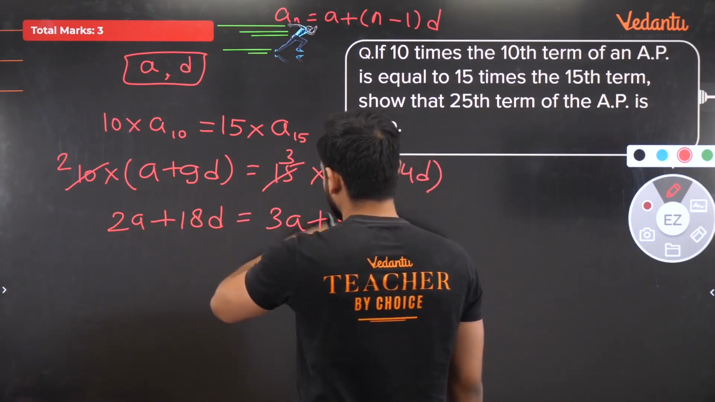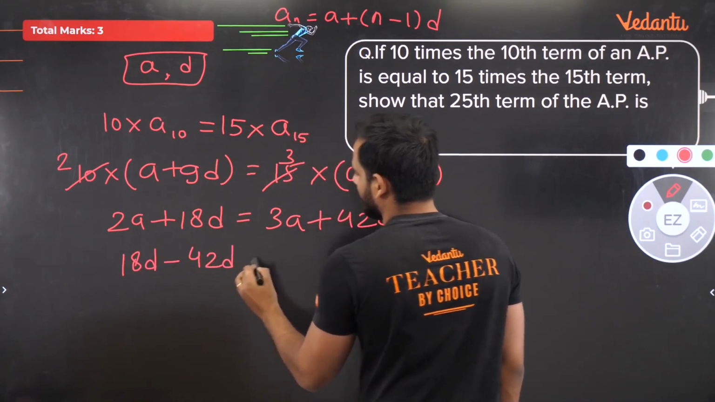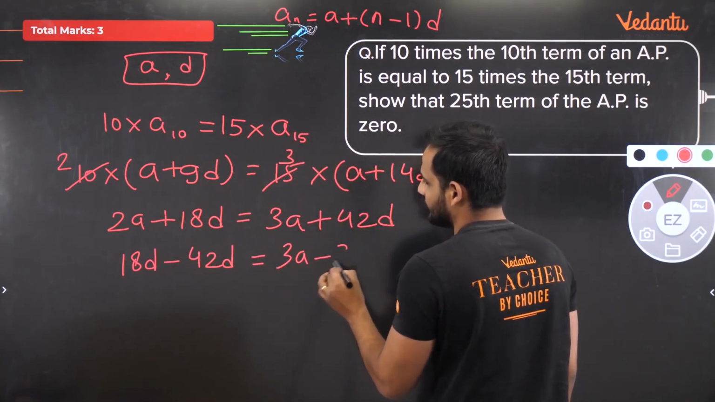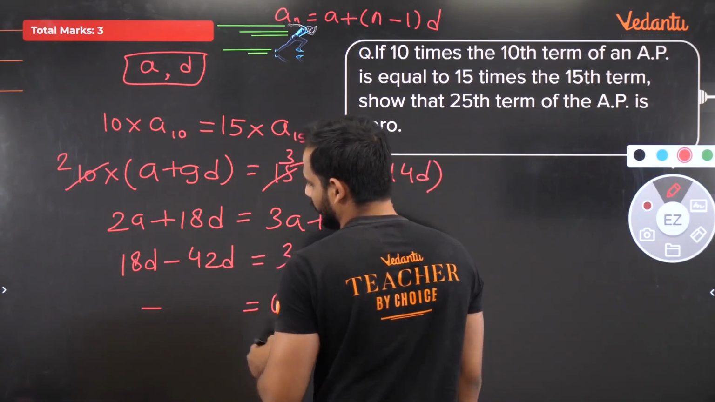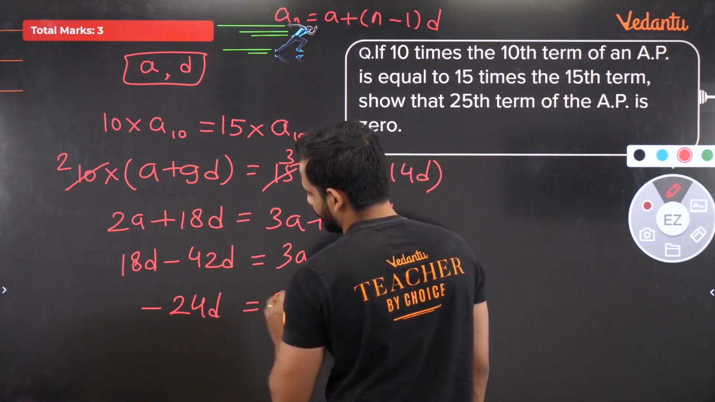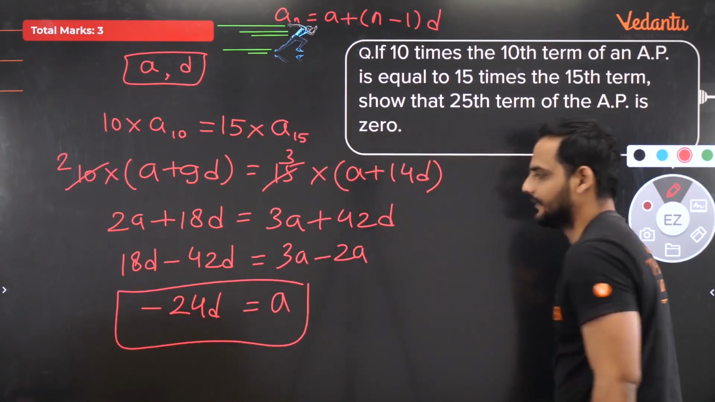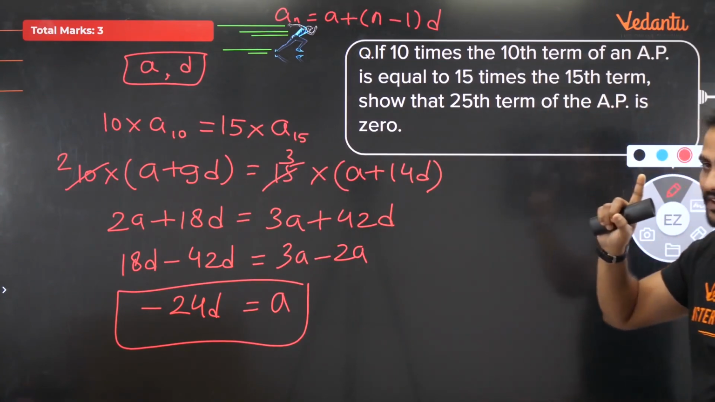Okay, shift a here and 42 there, so you'll be getting 18d minus 42d is equal to 3a minus 2a. So you'll be getting a is equal to minus 24d. A is equal to what? Negative of 24d. Now they are saying show that the 25th term of this AP is 0.